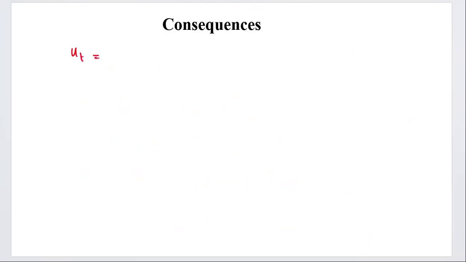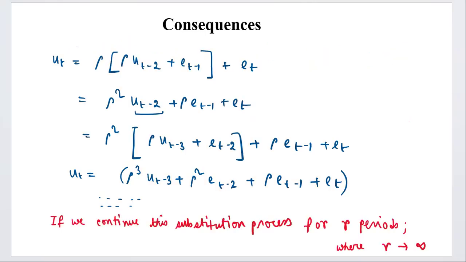See what you can write. You can write this as rho to the power r u_{t-r}, plus there will be multiple terms, and in the end you will have rho squared e_{t-2} plus rho e_{t-1} plus e_t. So what I have done is simply this recursive relation. From this particular recursive relation, you will understand what the rth time period case will be, right?